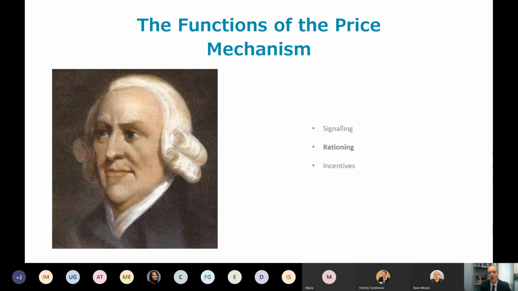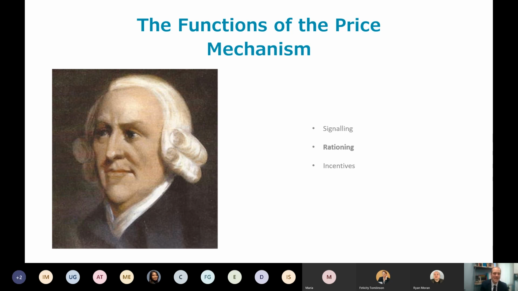So on the screen now, we have one of the most famous economists to have ever graced planet Earth. Does anybody know the name of this economist? Type the name in the chat box if you do know. I will be interested to see if anybody knows who this is. Don't worry if you don't. I appreciate it's a big ask.